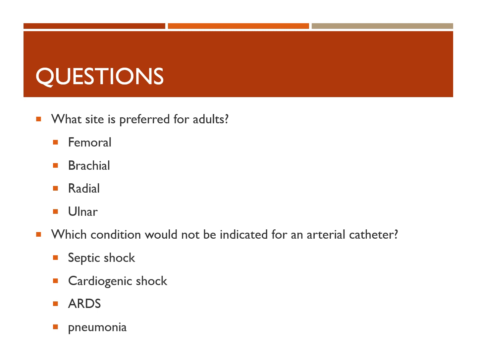Which condition would not be indicated for an arterial catheter? Sepsis, cardiogenic shock, ARDS, or pneumonia? Keep in mind, sepsis has blood pressure issues, cardiogenic shock has blood pressure issues, ARDS has a lot of issues, and pneumonia, well, is pneumonia.